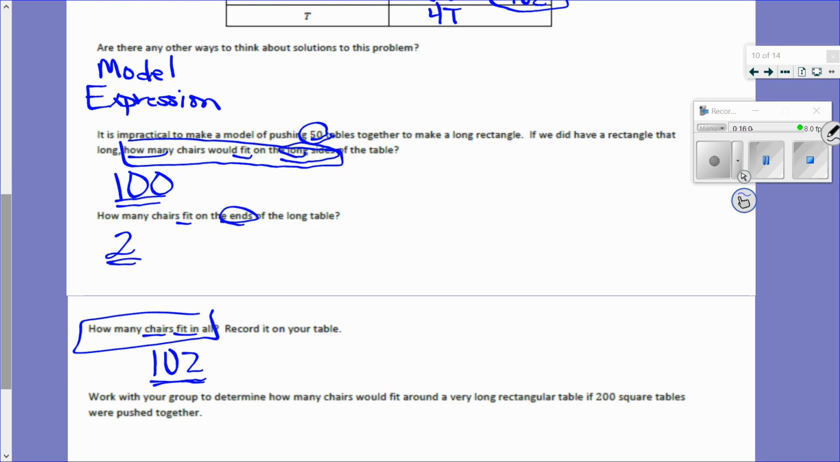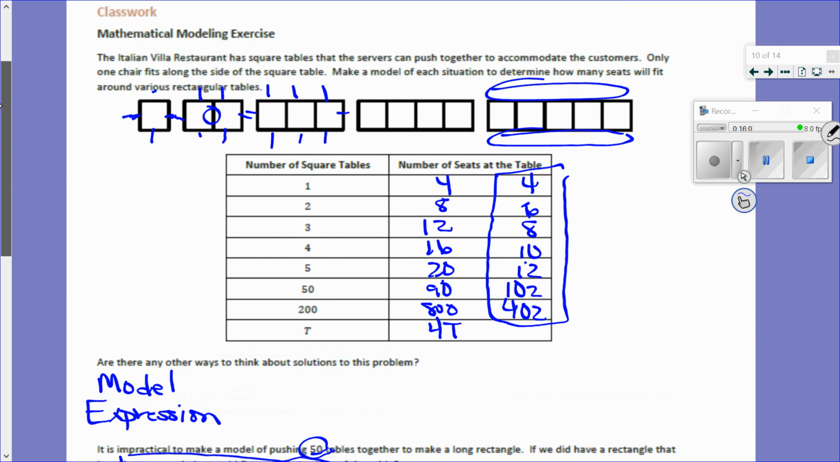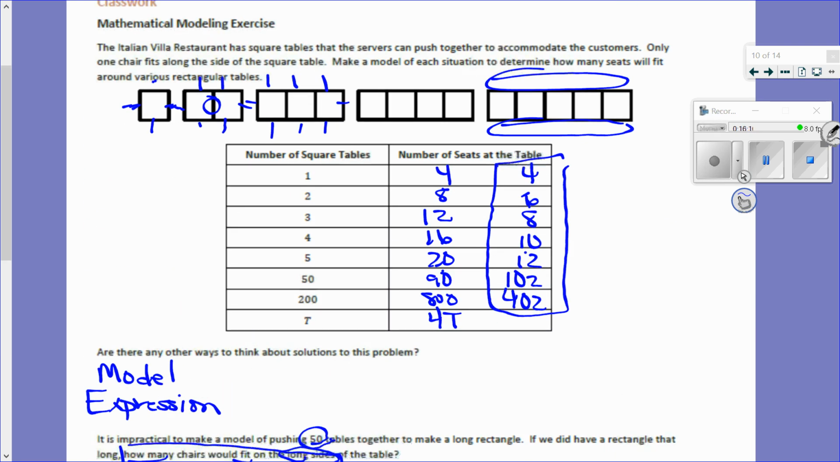Who said no? I heard one no. Maddie? So where that number came from, it's saying I now have 50 of these tables, right? So I can put 50 people on this side, right? I can put 50 people on this side. That gives me 100. But I still have these 2 seats down here at the end, right?